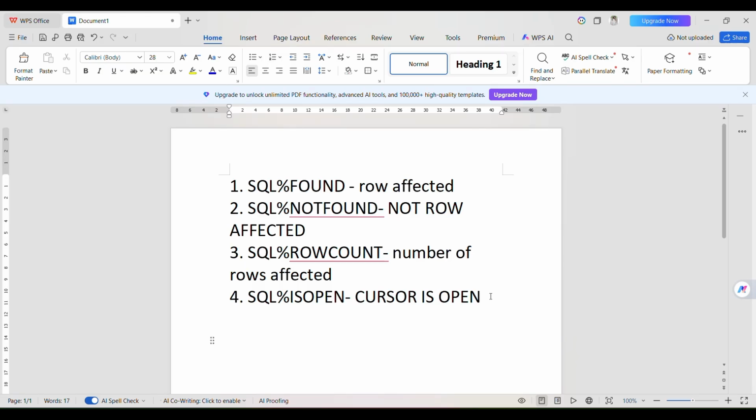Okay, next most important topic is explicit cursor. An explicit cursor is created and controlled by the programmer. It is mainly used when a query returns multiple rows and we want to process those rows one by one. In an explicit cursor, the programmer controls the cursor using four main steps.